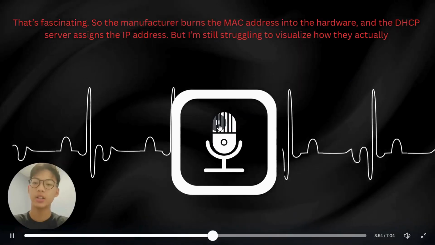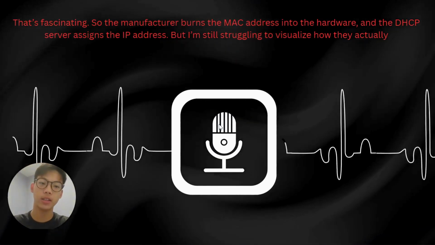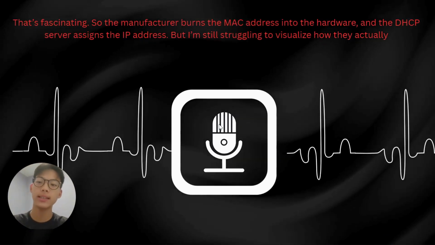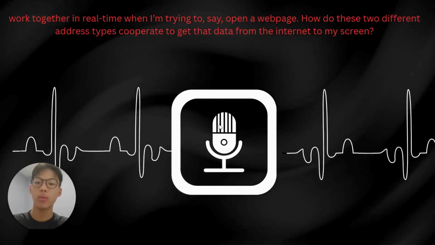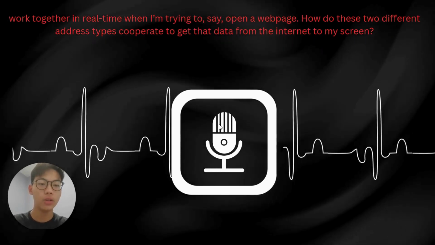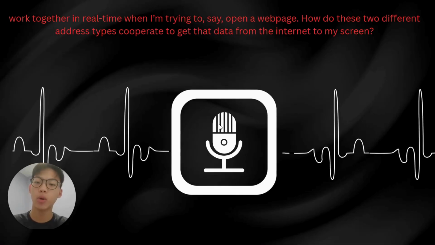It's fascinating. So the manufacturer burns the MAC address into the hardware and the DHCP server assigns the IP address. But I'm still struggling to visualize how they actually work together in real time. When I'm trying to, say, open a web page, how do these two different address types cooperate to get that data from the internet to my screen?